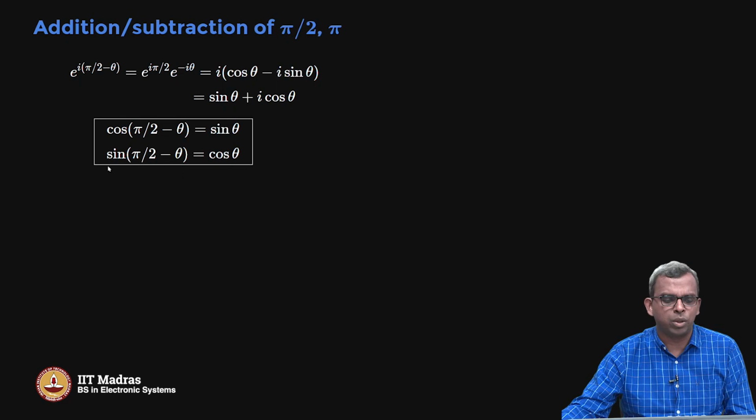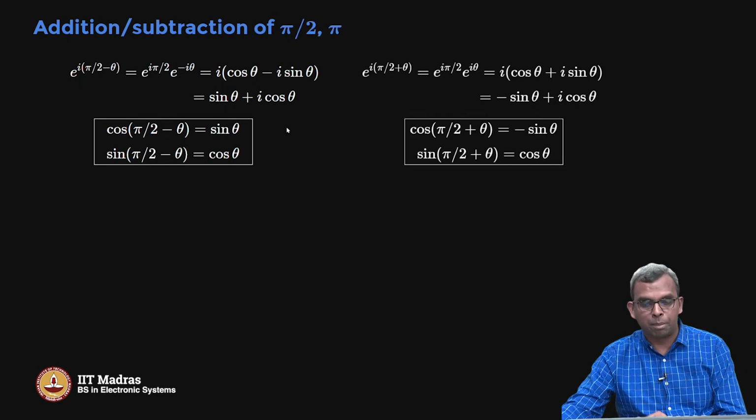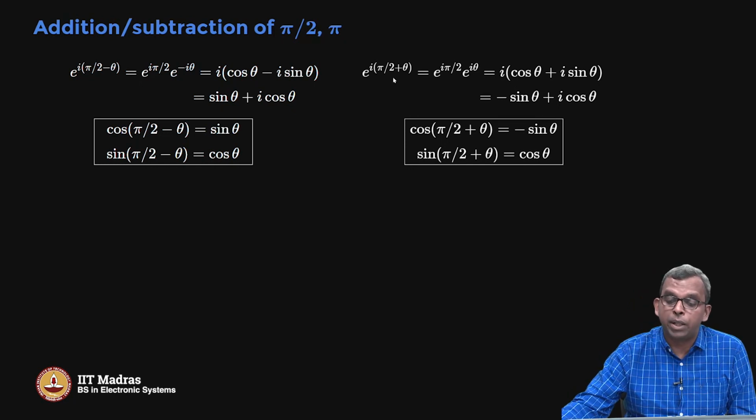So it's very easy to prove these things. And there's a variety of things you can prove around pi by 2 and pi. So this is what happens, for instance, if you do e to the power i into pi by 2 plus theta. A very similar proof will show you cos of pi by 2 plus theta is minus sin theta, and sin of pi by 2 plus theta is cos theta.